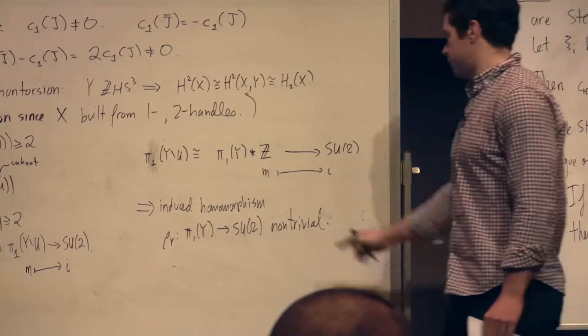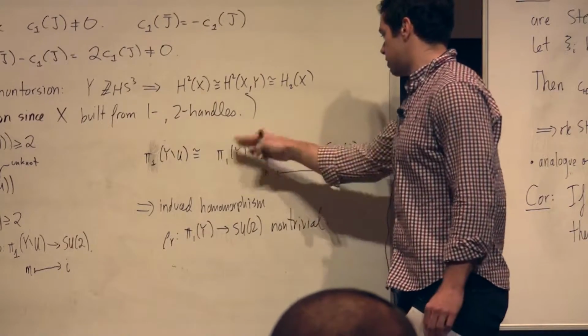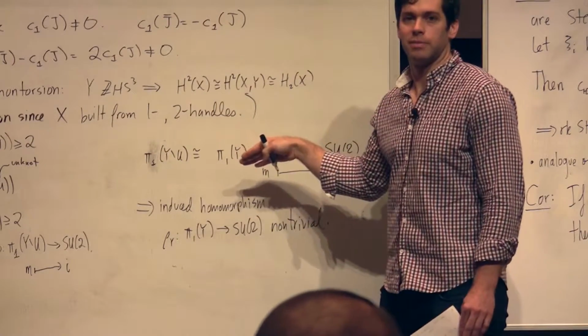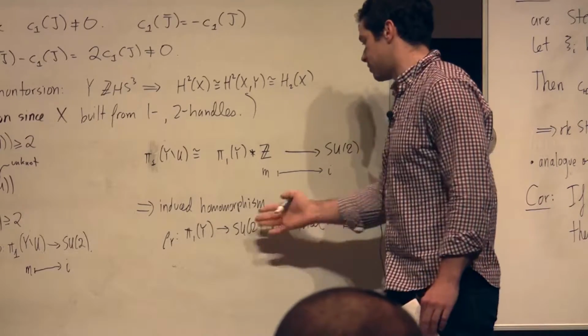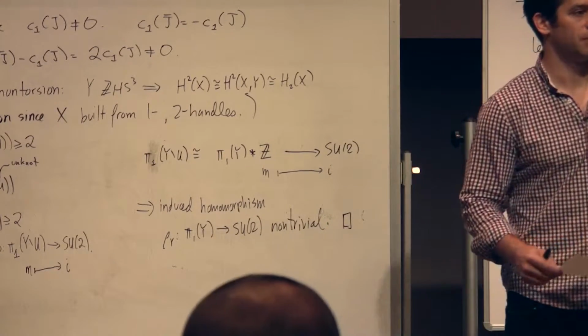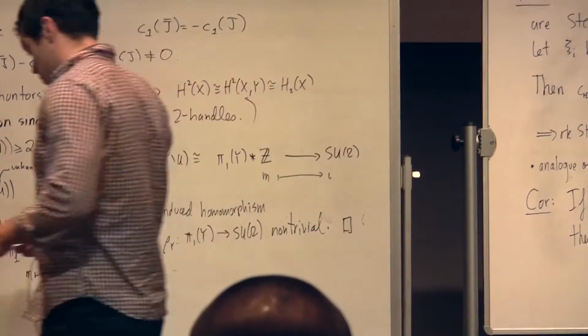Right? If the restriction from here to here were trivial, then this would not be irreducible. Right? So that's the proof. You have some non-trivial homomorphism of the fundamental group to SU2. Okay.